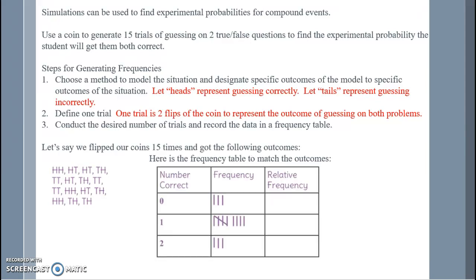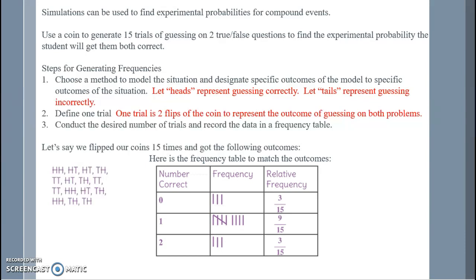Then we can fill in our frequency table to match the outcomes. The number of times they got both correct would be heads and heads. I see that there were 1, 2, 3 where they got heads, heads, meaning correct, correct. And then we can count the rest for the remaining. Further, the relative frequency is, out of 15 trials, 3 out of the 15 were 0 correct, 9 out of the 15 were 1 correct, and 3 out of 15 were all correct.